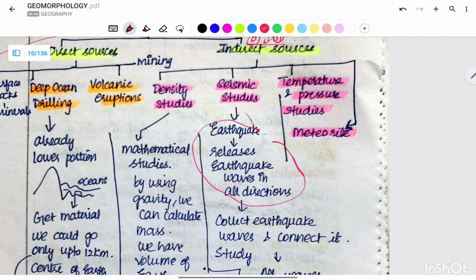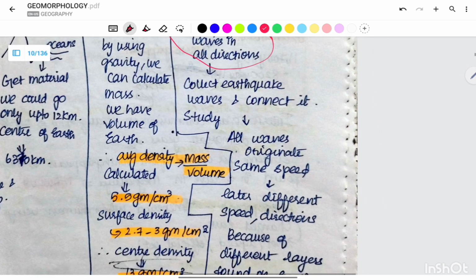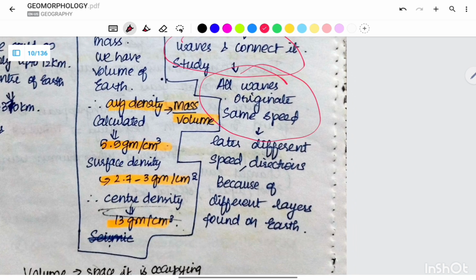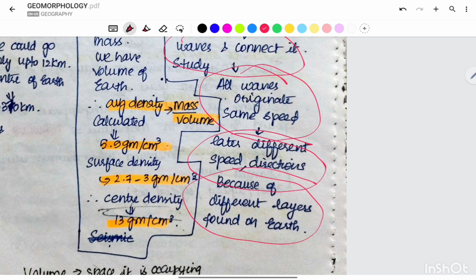Earthquakes release earthquake waves in all directions. We collect the earthquake waves and we need to study them. All the waves originate at the same speed. Later they acquire different speeds and directions because of different layers found on the earth.